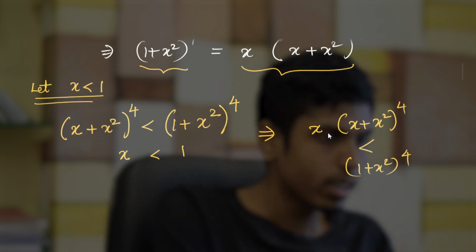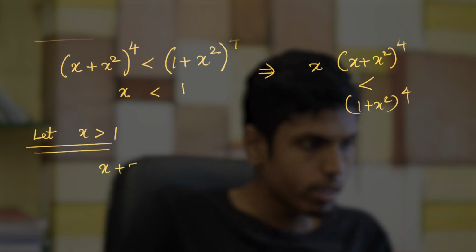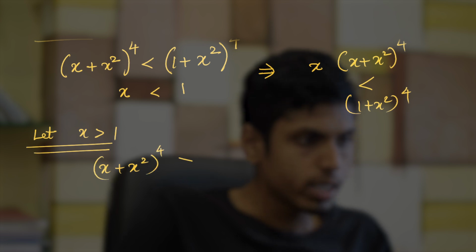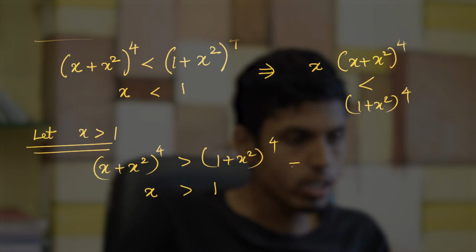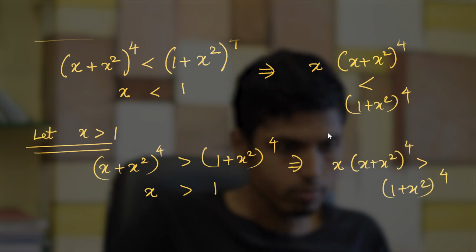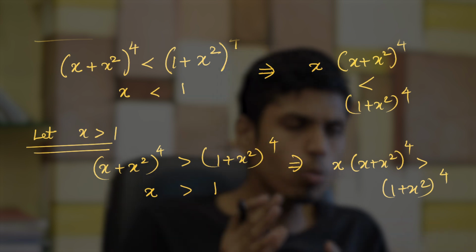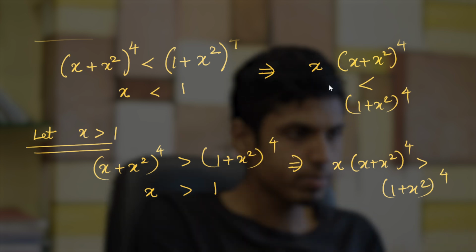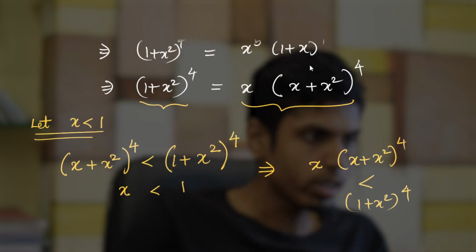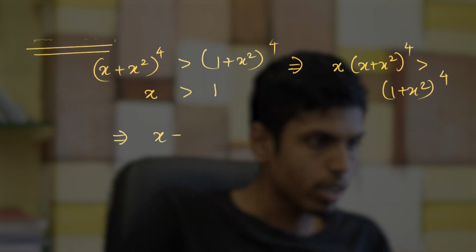Now let's assume x to be greater than 1. Let x be greater than 1. Now follow similar logic to obtain (x plus x squared) whole power 4 is greater than (1 plus x squared) whole power 4. And we also know x is greater than 1. Multiply the two inequalities to get x times (x plus x squared) whole power 4 to be greater than (1 plus x squared) whole power 4. Again, equality can't hold. So we need to have x equal 1. But would x equal 1 be consistent with the equality? Let's check that out. If I substitute x equal to 1, both sides would equal 16 and thus equality holds true. So we conclude that x equals 1.